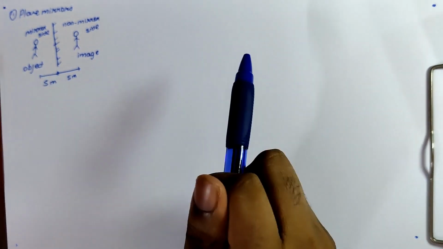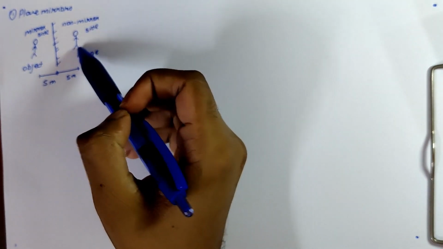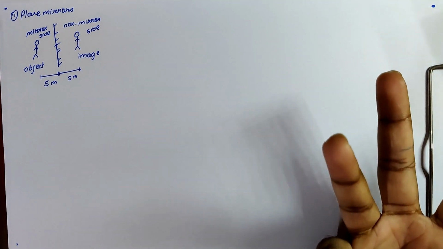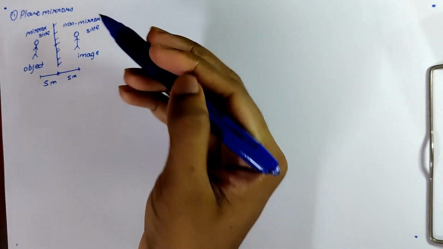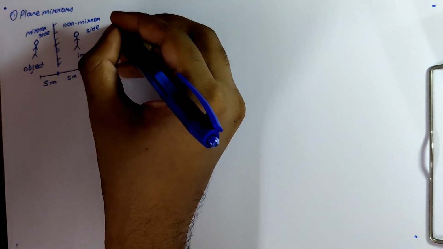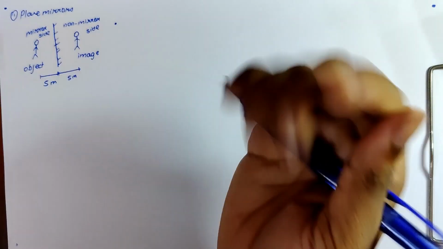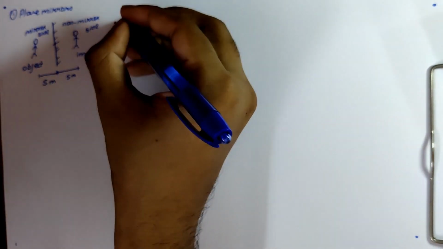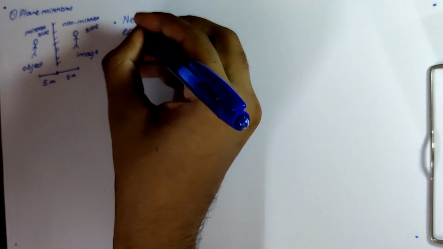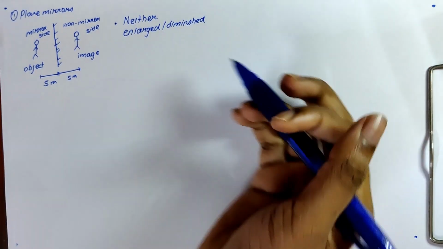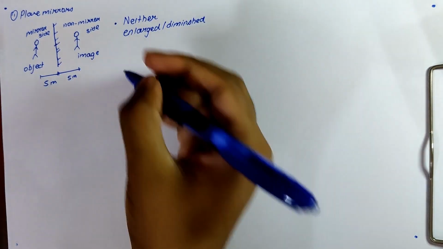Now the question for you guys is whether this image is an enlarged image, an inverted image, or a real image. So now let's write in the properties of the image. The property of this image is that it's not enlarged and it's not diminished. The size of this is not changed. So it is neither enlarged nor diminished. Which moves us to the next point, whether this image is erect or inverted.